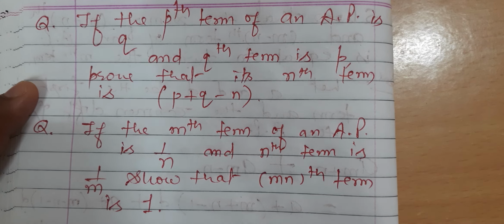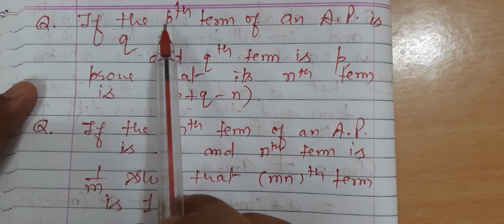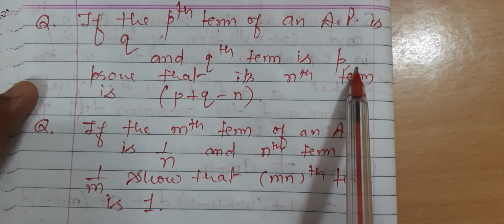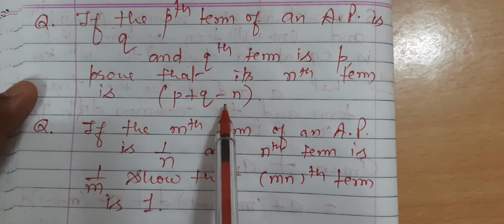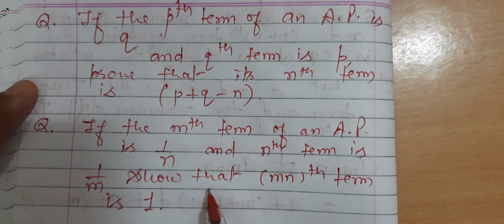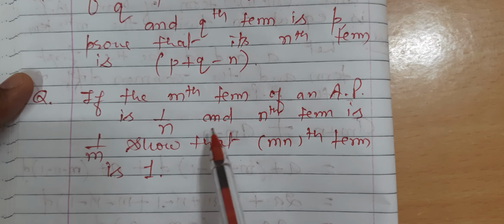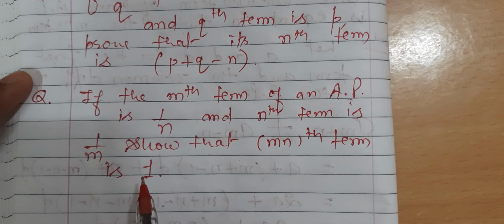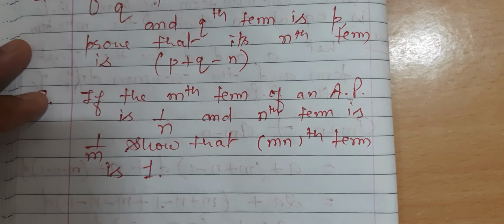Now I am giving you 2 more questions for practice. They all are completely based on the general term formula. If the pth term of an AP is q and the qth term is p, prove that its nth term is p plus q minus n. And the next is, if the mth term of an AP is 1 by n and nth term is 1 by m, show that the mnth term is 1. So these are the 2 questions. You just try to solve. If you find any difficulty, you can ask me.